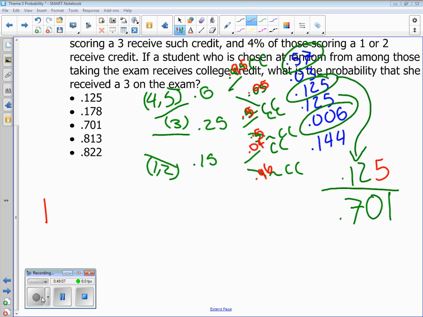So what he's doing is finding the probability of, oh, you're done? I didn't mean to run you off. That's all right. Yes, I do. So given that we were given college credit, go ahead, you just have to use one of those 2 colors.